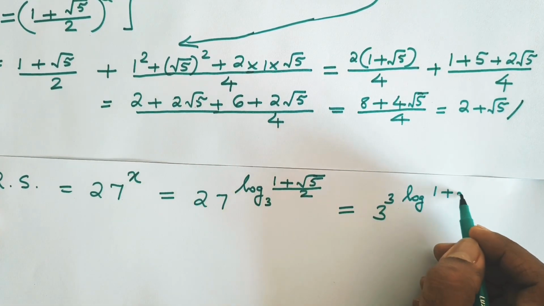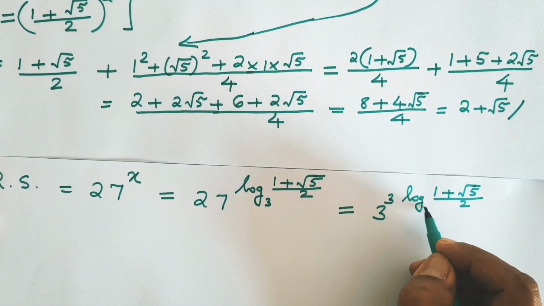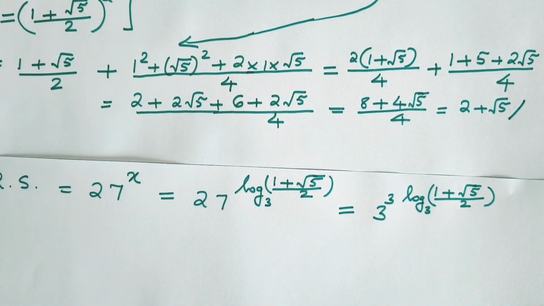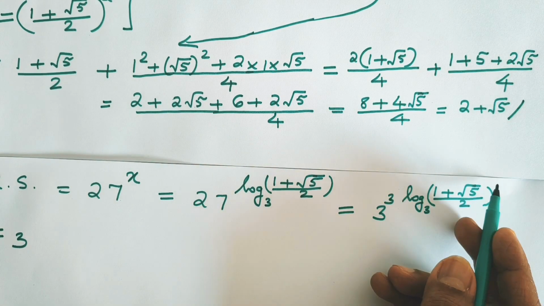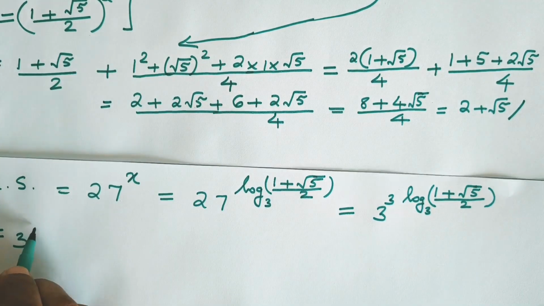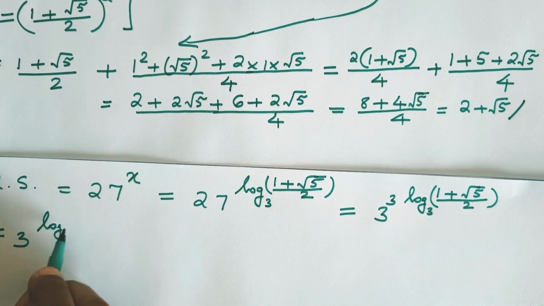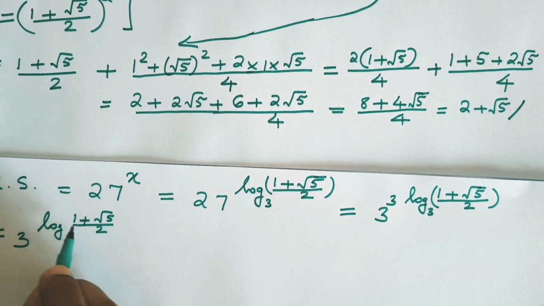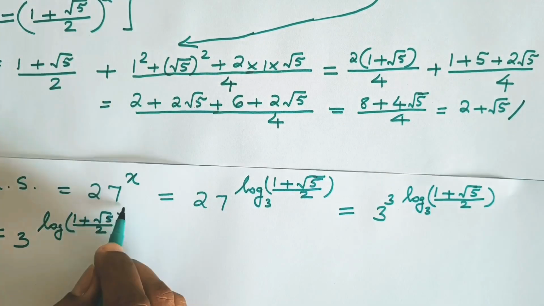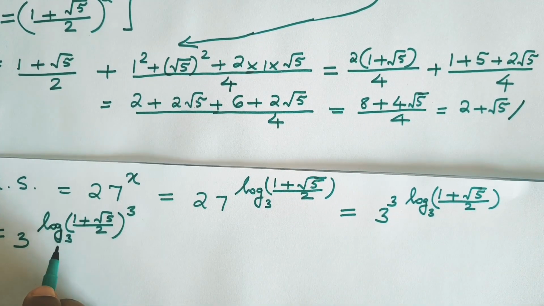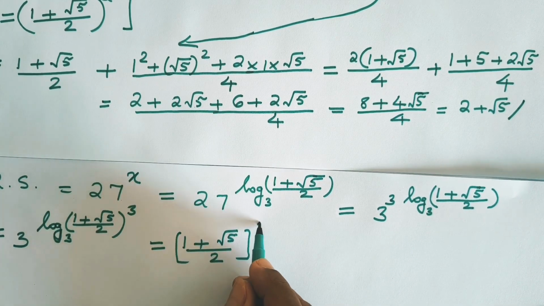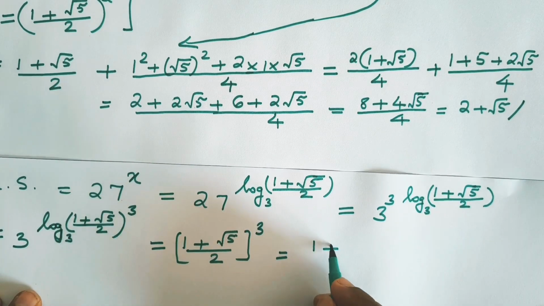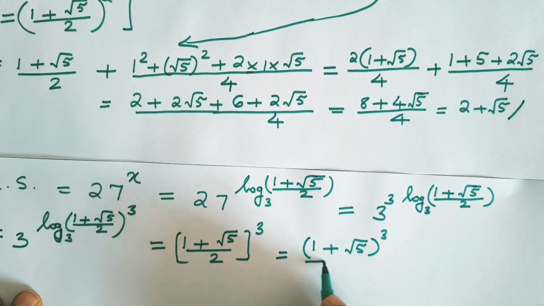Then log of 1 plus root 5 divided by 2 to the base 3. Now using the rule of logarithm discussed before, you may please refer back. This can be written as 3. Yeah, before applying that rule, you take 3 to the power of this thing using the power rule. So you have 3 to the power of log of 1 plus root 5 divided by 2, this 3 will go up as power, to the base 3. This is just 1 plus root 5 divided by 2, the whole to the power of 3. This will be 1 plus root 5 cubed by 2 cubed.